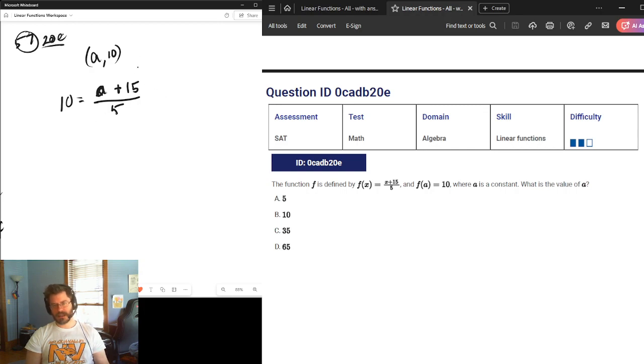What do we do next? We isolate the A. We've got to multiply by 5 on both sides, times 5. And then these cancel. We get 50 equals A plus 15. Next step, get A by itself. We've got to subtract that 15. And then, of course, these cancel. 50 minus 15 is 35. And that's our A value, C.